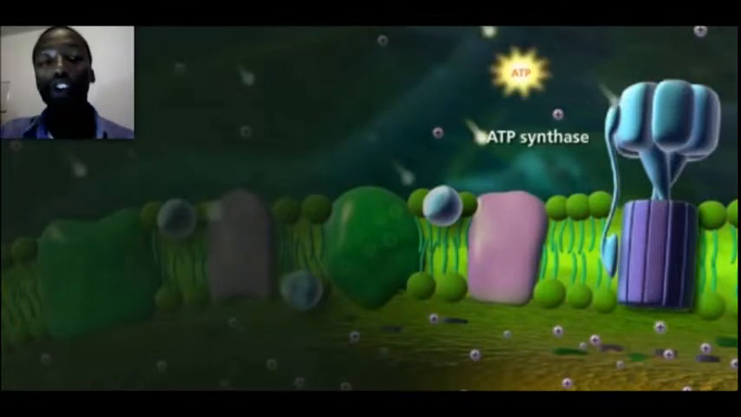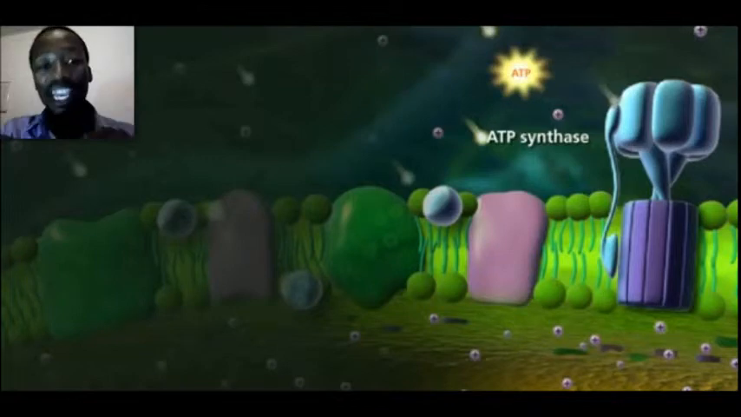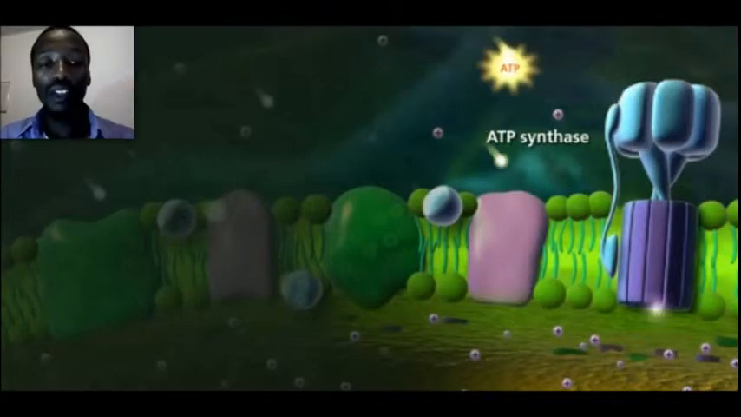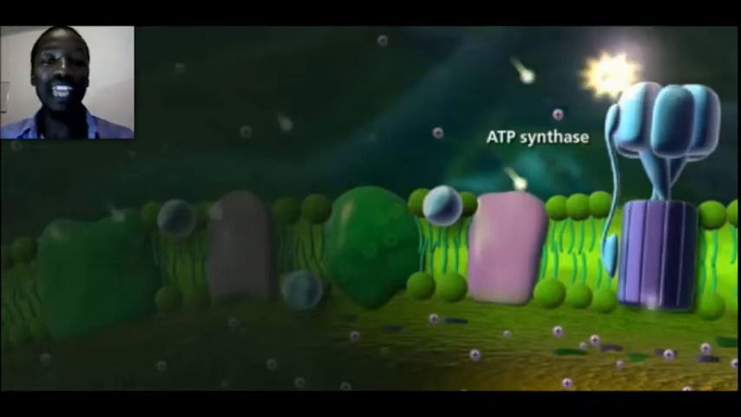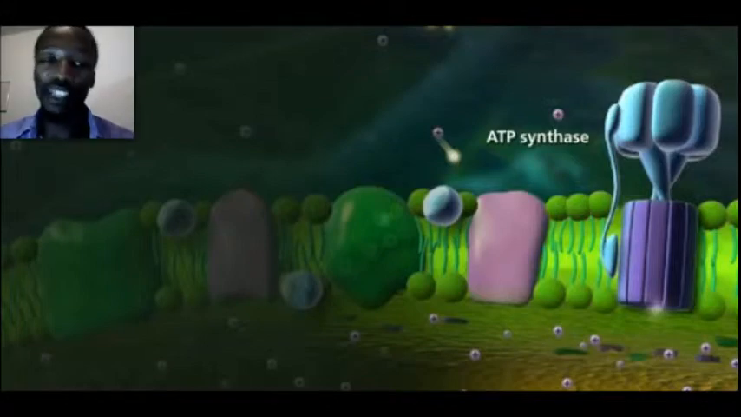So it's not called by the name of what it transforms, but by the name of what it transforms ADP into. I hope you get that. I hope it helps. ADP to ATP, but it's not called ADP synthase; instead it's called ATP synthase.